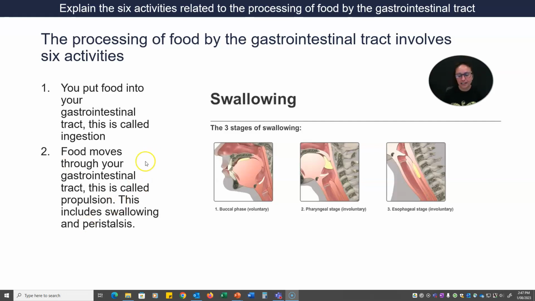Then we need to swallow the food. Now, I've got a little video here of the process of swallowing that I want you to look at before you move on to the next one.